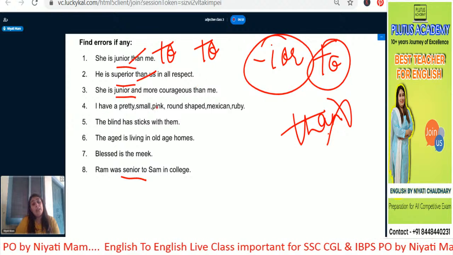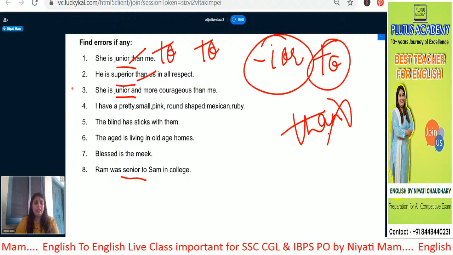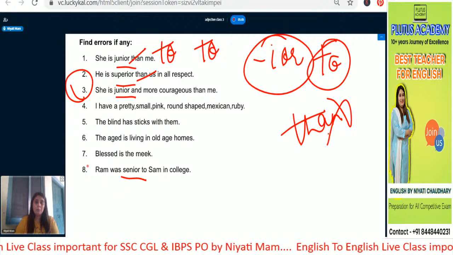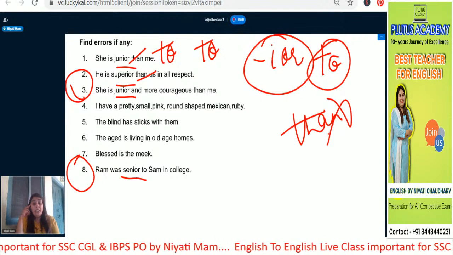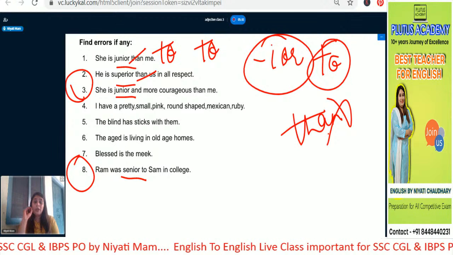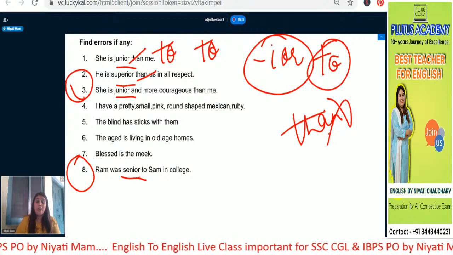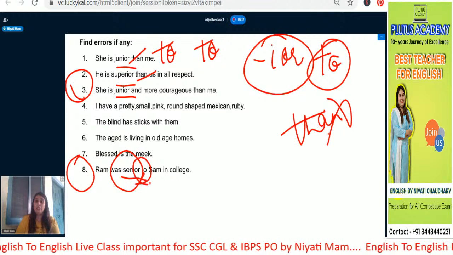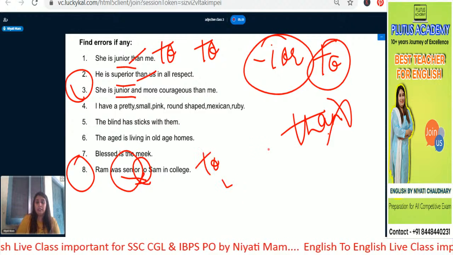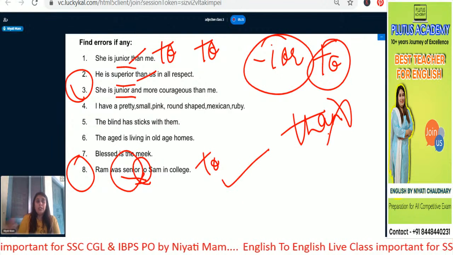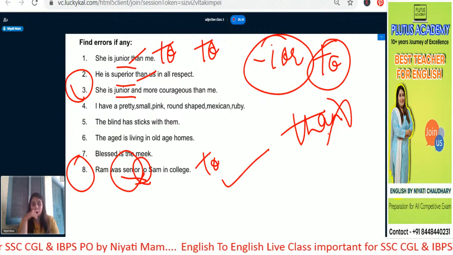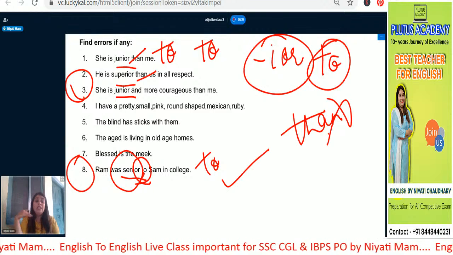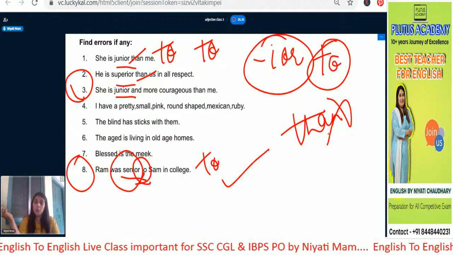She is junior and more... okay, we will leave that sentence for a while. Let us consider sentence number 8. Ram was senior to Sam in college. The sentence is perfectly correct. Why? Because the word ends with IOR and the preposition is to. So the correct sentences are: she is junior to me. He is superior to us in all respect. Ram was senior to Sam in college.